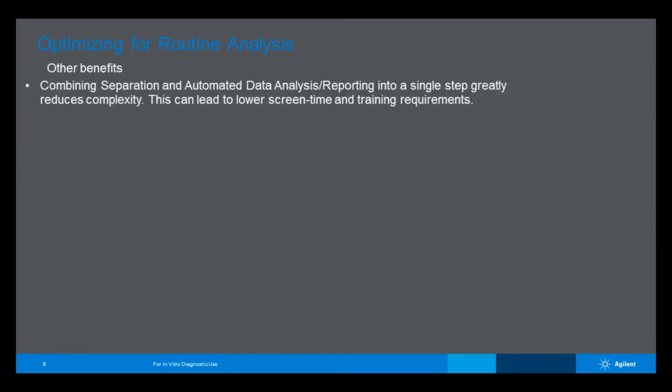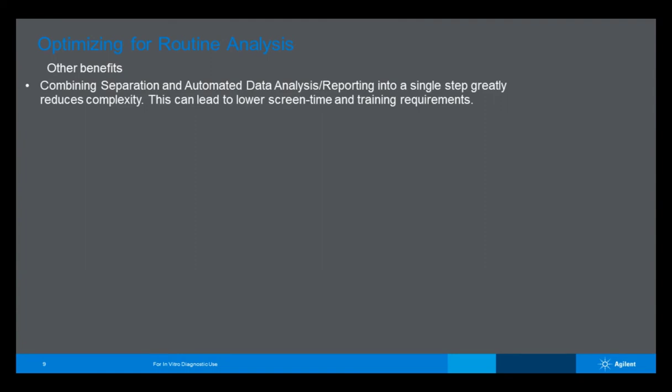We do this by doing automated data analysis, of course, but there are other benefits as well. We know that combining separation and automated data analysis and reporting into a single step can greatly reduce the complexity. We've gone ahead and modeled that. I think that's generally pretty intuitive, but sometimes it's good to see the model to really walk through it. It can also reduce the amount of screen time that's required and the training requirements. If you remember, initially I talked about statistical complexities often being used in learning capabilities. Well, this is the epitome of that, right?